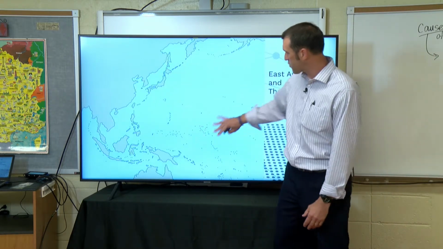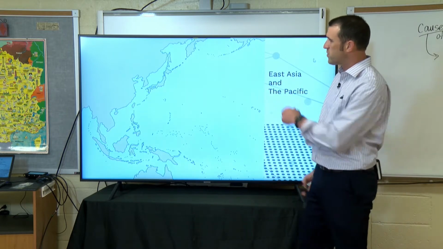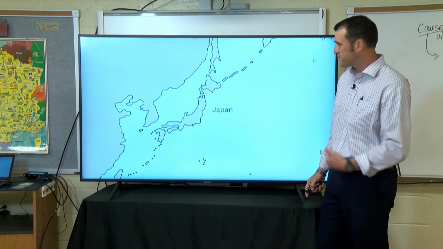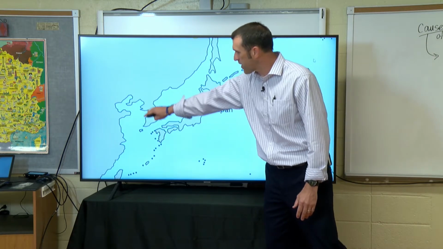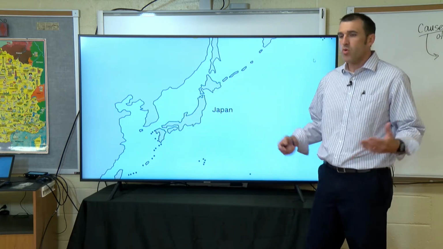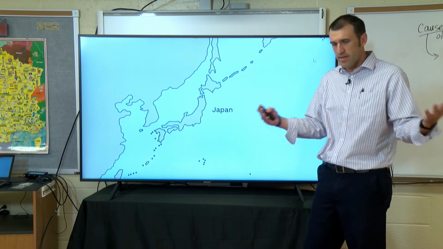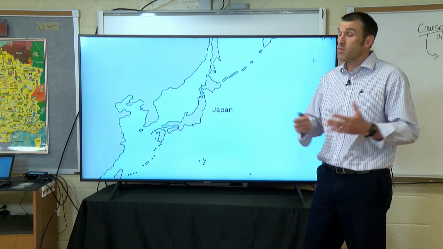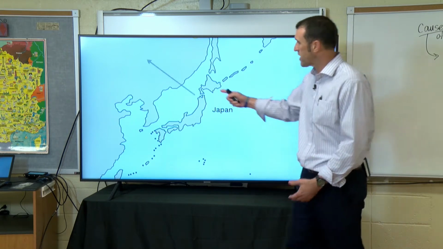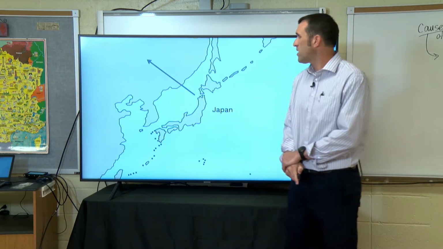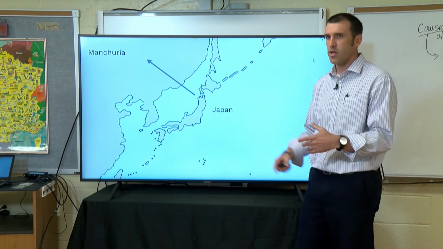All these little dots represent little islands and stuff, but let's zoom in right here to Japan. So this is Japan, and actually they occupied the Korean Peninsula as well. Well, if things are not going good, like they were in the Great Depression, you need more resources, more land, more power, more wealth. And so what they did is they invaded the mainland in an area known as Manchuria.